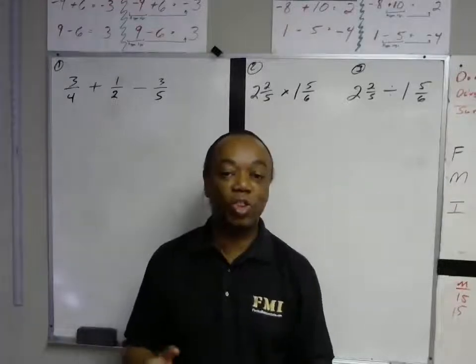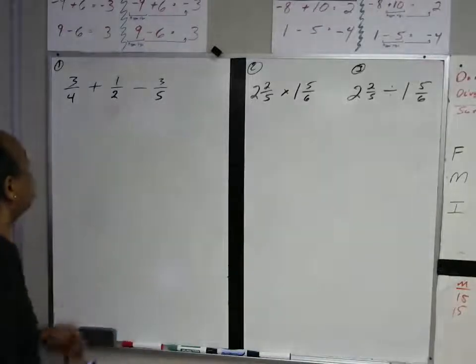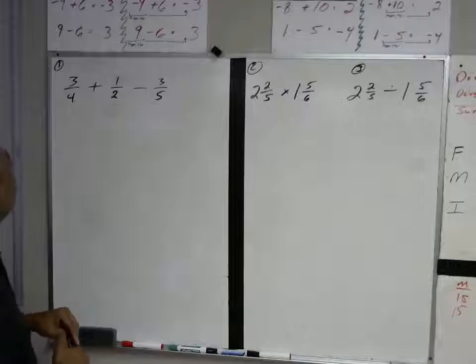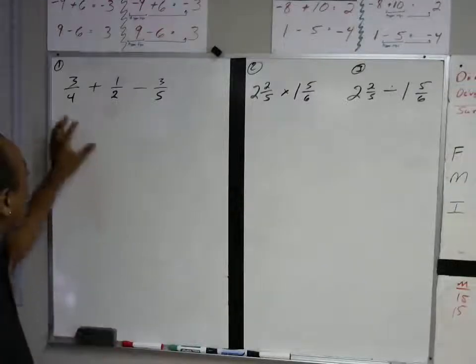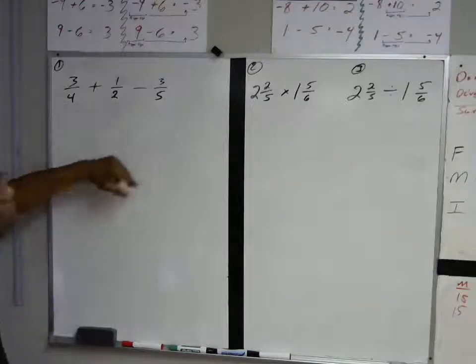Okay, we're going to be adding, subtracting, multiplying, dividing decimals. Okay, let's talk through this one right here. In order to add or subtract decimals, we've got to have common denominators. So I'm going to write the multiples for the 4 times table, the 2 times table, and the 5 times table.